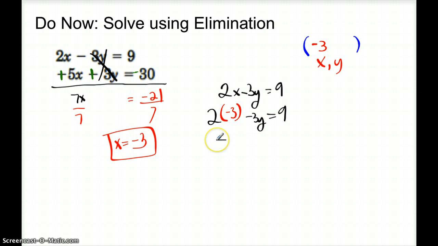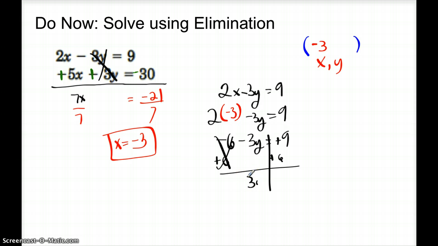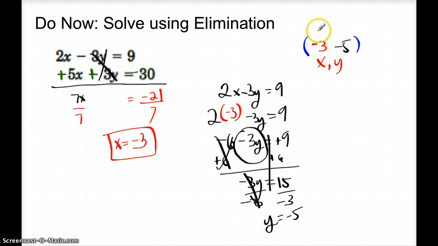2 times negative 3 is negative 6, minus 3y equals positive 9. Add 6 to both sides, add 6. Now this is where a lot of you guys are making mistakes. When these go away and you bring the 3y down, do not forget that it includes the negative sign. Okay, and this is 15. Divide by negative 3 on both sides. And y equals negative 5. Answer is negative 3, negative 5.